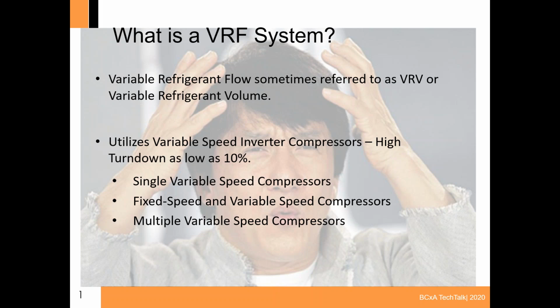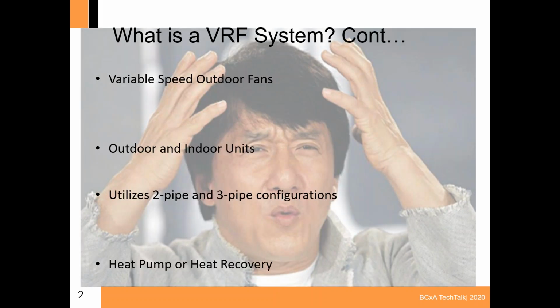And so they usually come with a package. Sometimes that's just a single variable speed compressor. It could also be a fixed speed and variable speed compressor, or just multiple variable speed compressors, which allow for that high turn down rate, but obviously they'll be a little bit more expensive. The outdoor units also have variable speed outdoor fans, which allow for greater efficiency. The variable speed fans on the outdoor units can modulate to accommodate the changes in load. There are water source outdoor units, which exchange heat with water instead of air, but we're just going to talk about the air-based ones.